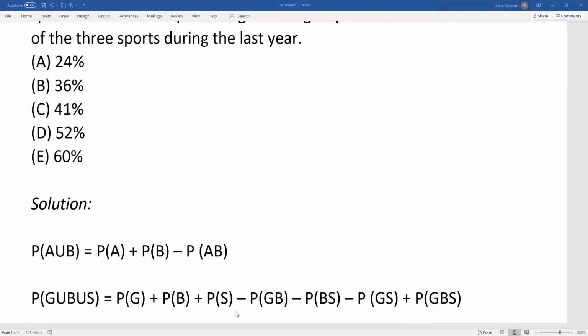So the odd parity situations are added and the even parity situations are negated. So the singletons are all addition, the pairs or even parity are subtractions, and then the triplet is odd parity again, so that's addition. So now we have all these values. Now note that this will give us the probability of G or B or S. In other words, it's the probability of at least one of these three.